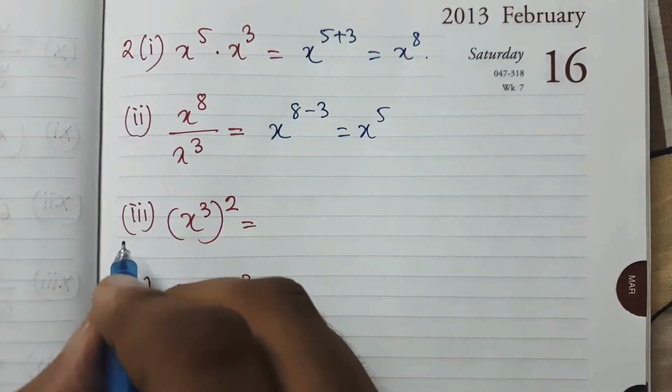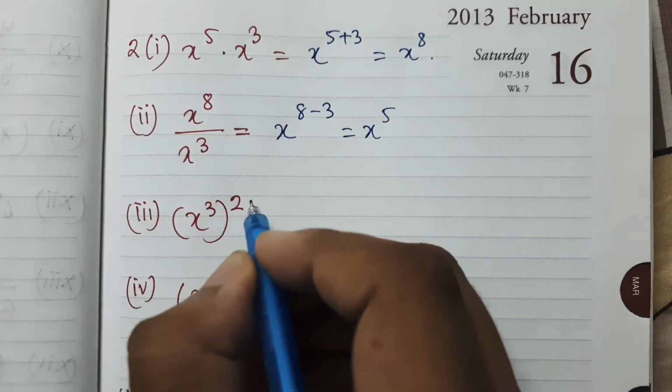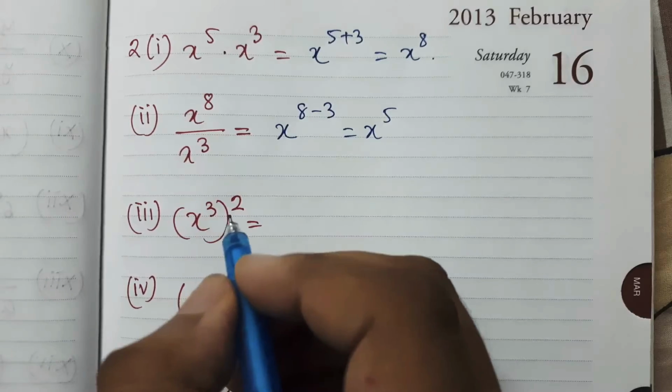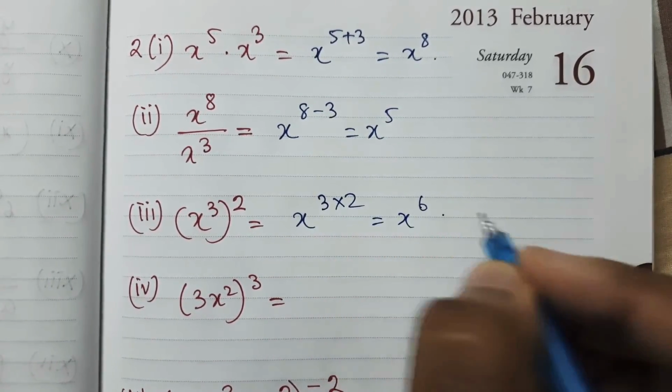This is problem number 2, part 3. Now here you need to apply power of power, and a single base is there, so formula number 2 will be applied. So x to the power 3 into 2, x to the power 6.